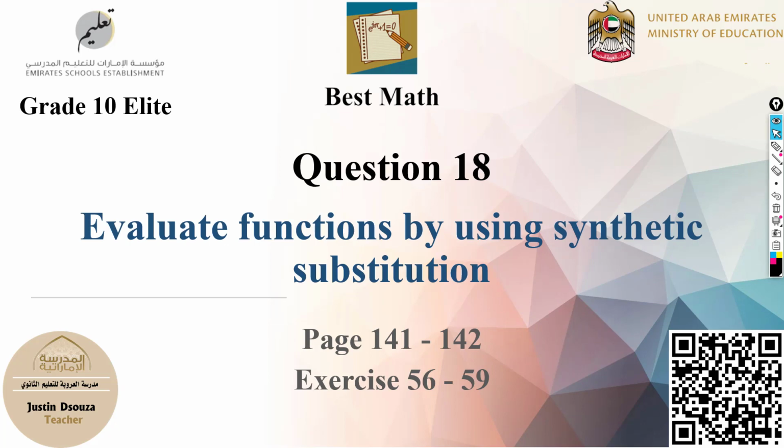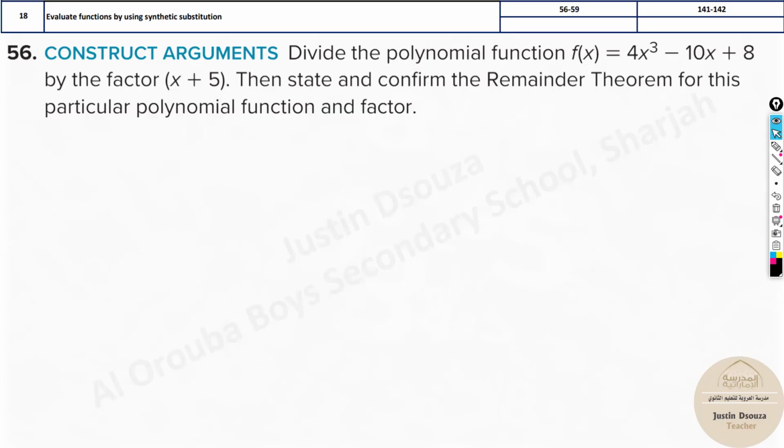Question number 18 is about synthetic substitution. Before we begin this, please make sure you watch the previous video, question number 17, because in that video we have already done synthetic division, synthetic substitution. Now we will learn more about this topic here. Here they have asked to construct arguments. Divide the polynomial function f(x) = 4x cubed minus 10x plus 8 by the factor x plus 5. State and confirm the remainder theorem of this particular function.